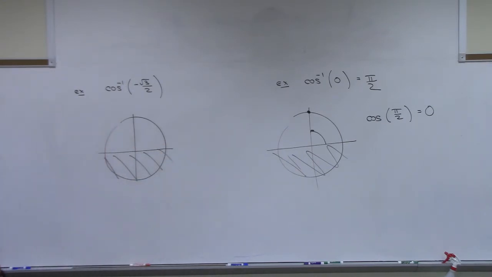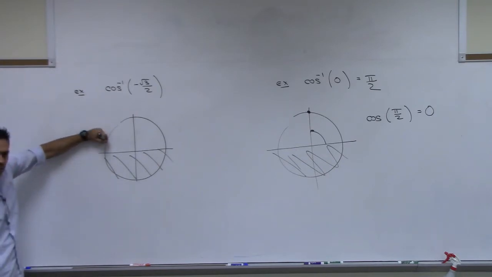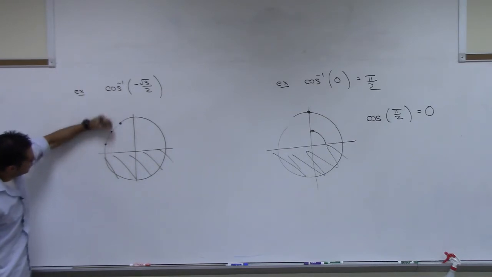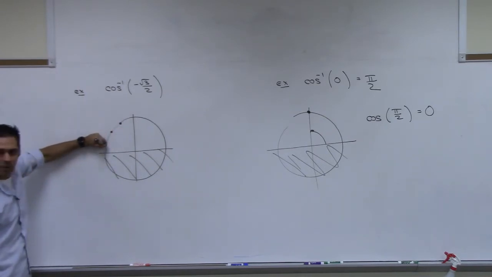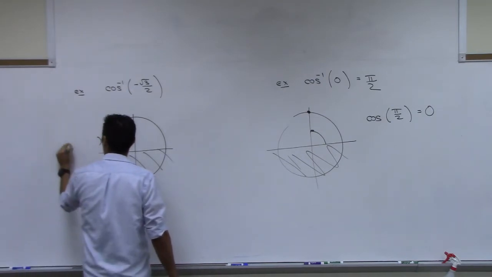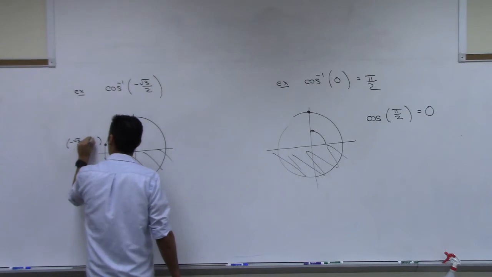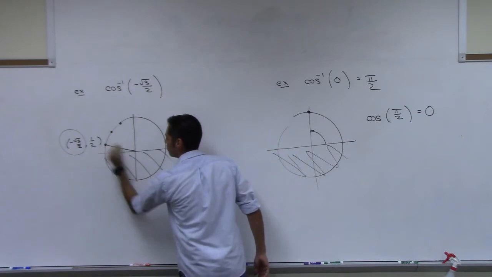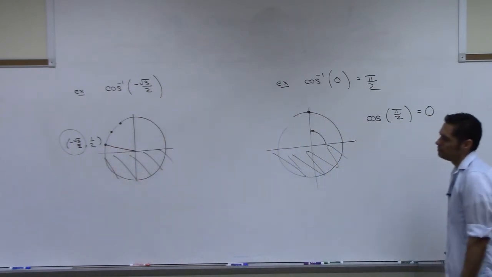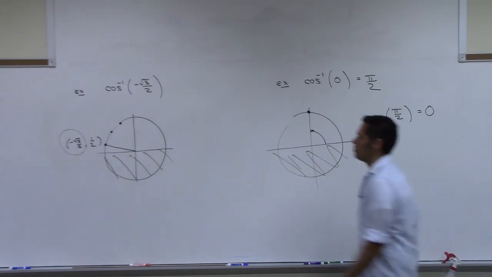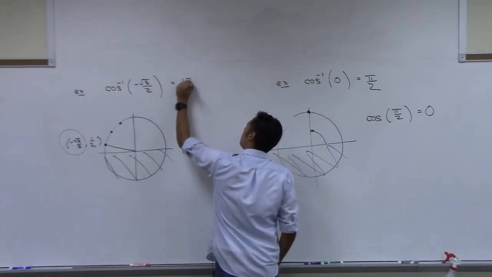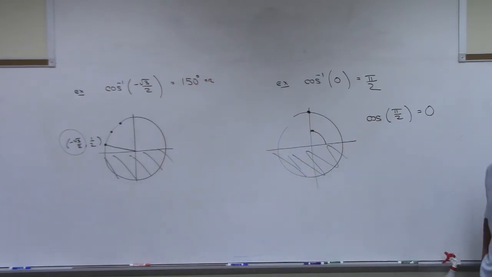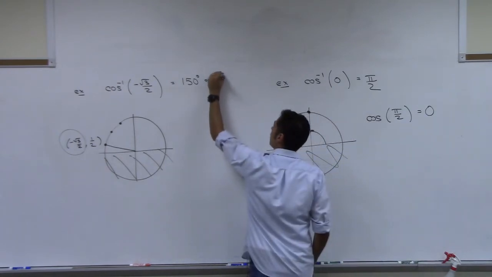So where is it? It's right there. We have three important points over here: this one, halfway, and this one. And it's this one, because that has the coordinates negative root 3 over 2, positive 1/2, but we're only looking at the x-coordinate. So the angle that corresponds to this is 150 degrees. But in radians, what is it? 5 pi over 6. That's it.